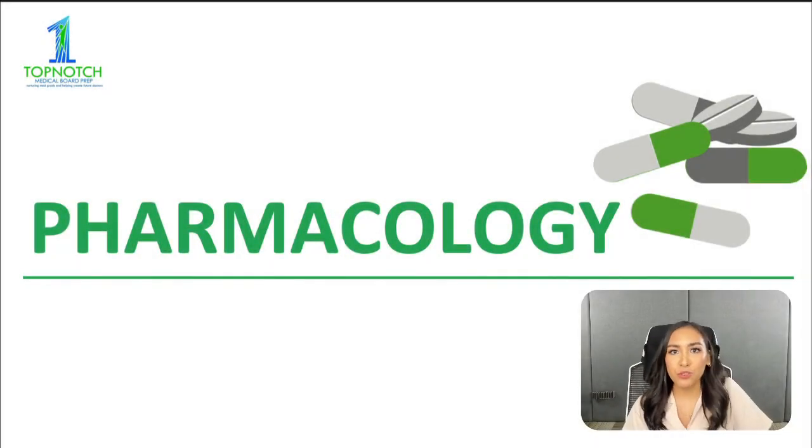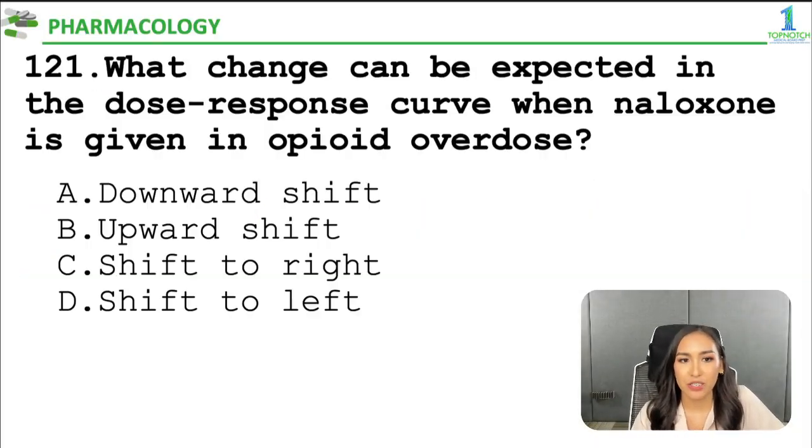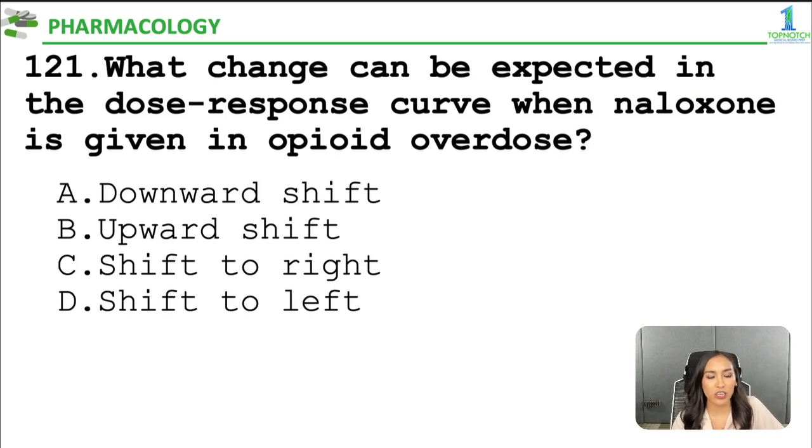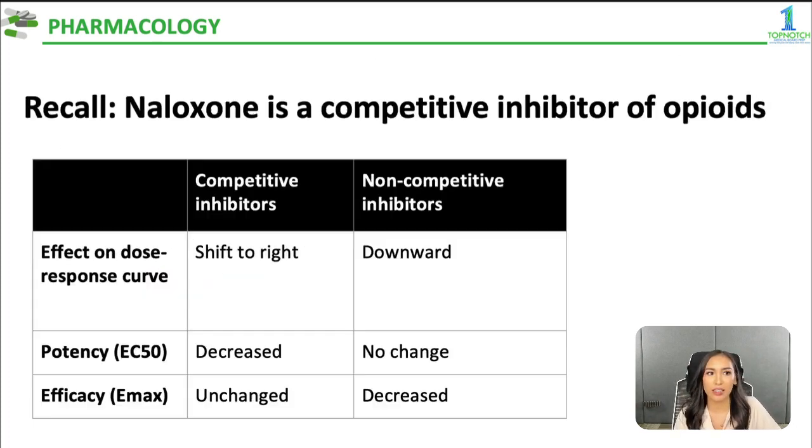Okay, let's go to pharmacology. Number 121, what change can be expected in the dose-response curve when naloxone is given in opioid overdose? And the correct answer is C, shift to the right. Okay, bakit? So, recall naloxone is a competitive inhibitor of opioids.